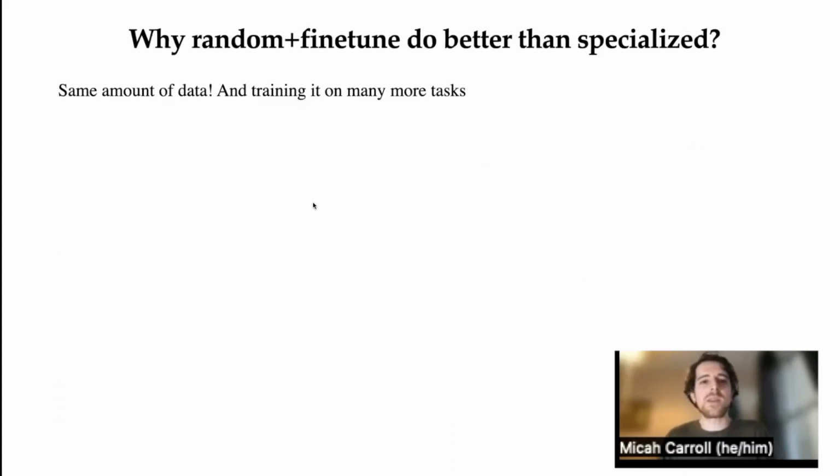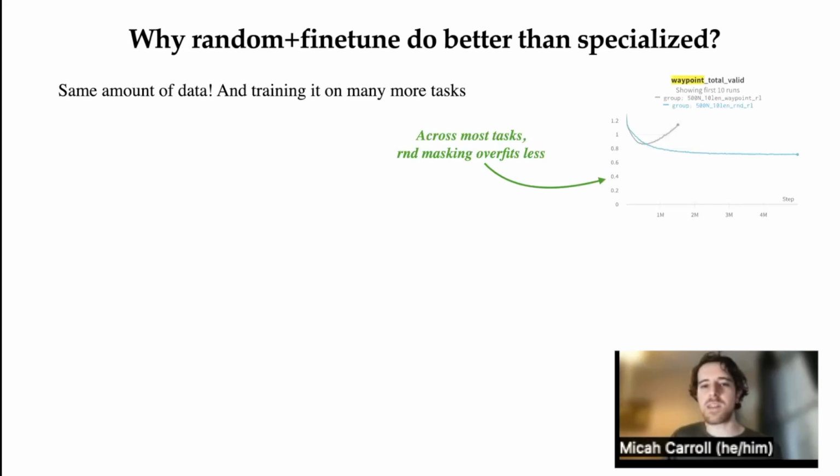So why would we expect random masking, and then potentially additional fine-tuning, to do better than specialized models? It's surprising maybe because you're using the same amount of data, and in fact you're training your model on many more tasks. But we see that across most tasks, if you train with randomized masking, you get less overfitting during training, while training on a single task tends to overfit quicker. So we think it's probably some kind of auxiliary task or data augmentation effect that enables the model to learn more about the environment and how it tends to work from the same amount of data, and to overfit less on the specific task of interest.